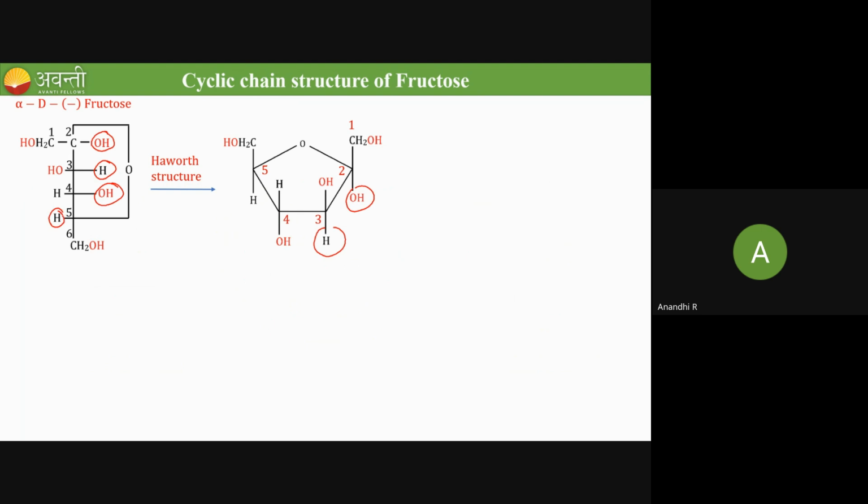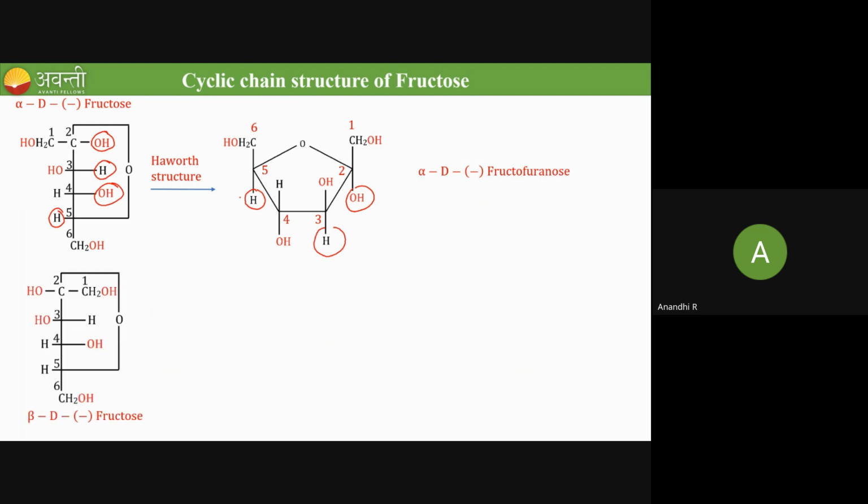You have to place the atom which is left in the bottom part. That is, hydrogen should come in the bottom part. And the CH2OH is carbon number 6. Got it? So this is the alpha D fructofuranose. Got it? And the other one is beta D fructofuranose.